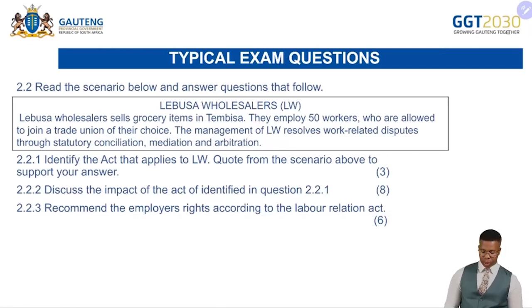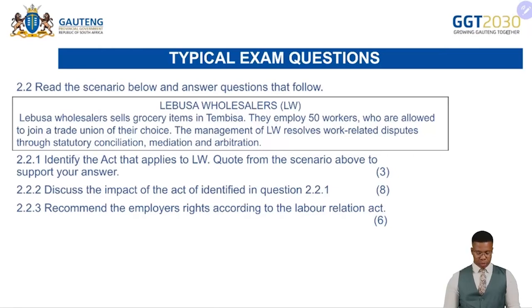We have Libusa Wholesalers. Libusa Wholesalers sells grocery items in Tembisa, and they employ 50 workers who are allowed to join a trade union of their choice. And the management of Libusa Wholesalers resolved work-related disputes through statutory conciliation, mediation, and arbitration. Now, 2.2.1, identify the act that applies to Libusa Wholesalers and quote from the scenario above to support your answer. That is for 3 marks.